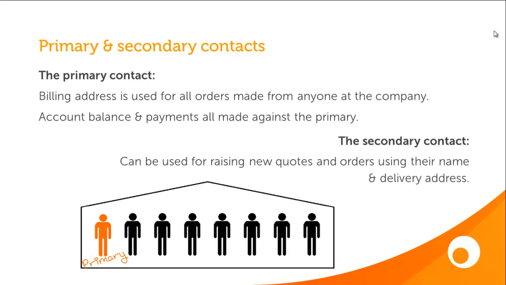The primary contact is used as the billing address for all orders made from anyone at the company, and the account balance and payments are all recorded and made against the primary contact. The secondary contact can be used for raising new quotes and orders using their name and delivery address. That allows any contact at the company to place an order with the business.